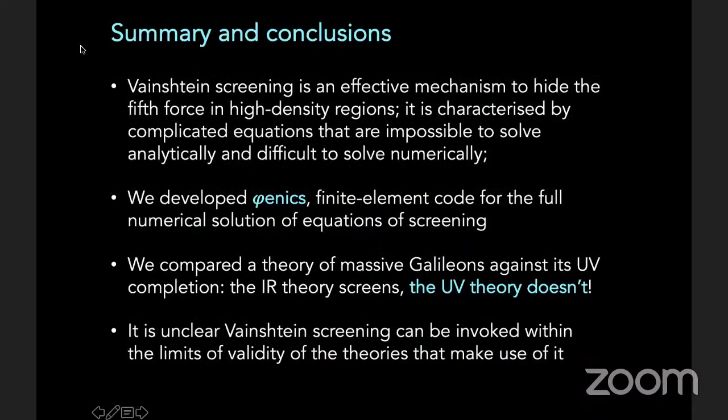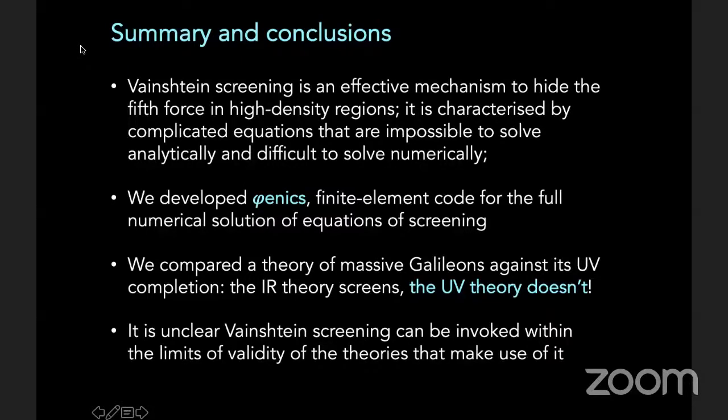Vainshtein screening is quite effective in theory at high inductive force in high density regimes. And the problem is that it's characterized by equations which are quite horrible. It's one of the reasons why it's difficult to test. We developed a finite element code that was able to solve for these equations with horrible operators. And we used it to compare a theory of massive Galileons against one potential UV completion. And we showed that the two theories look nothing like each other, and that the theory that screens does so outside of its regime of validity.